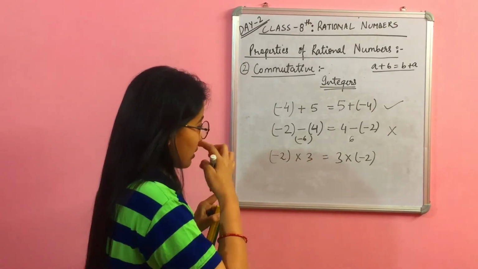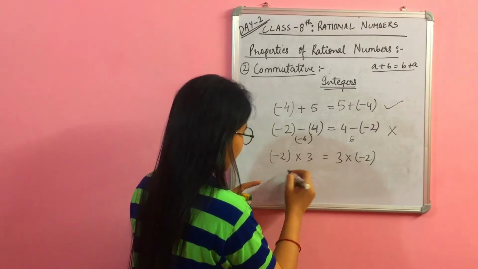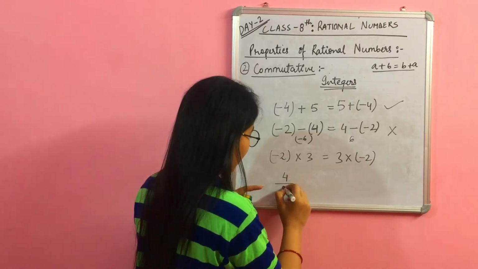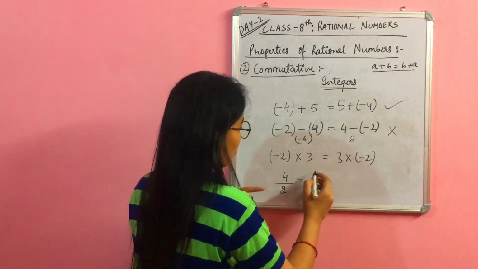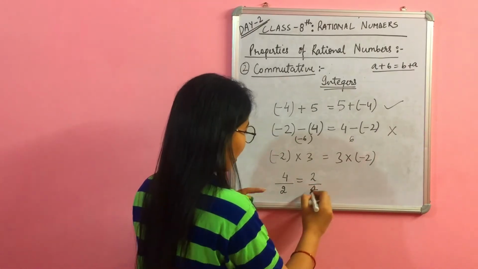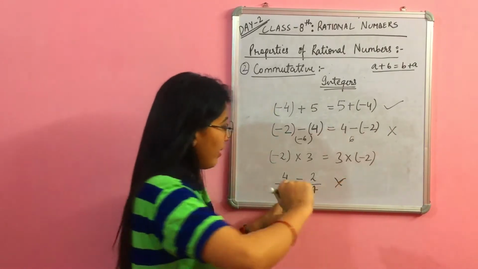Now let us check for division as well. Let us say two whole numbers. I'm having 4 divided by 2 is equal to 2 divided by 4. So clearly this is not satisfying, right?